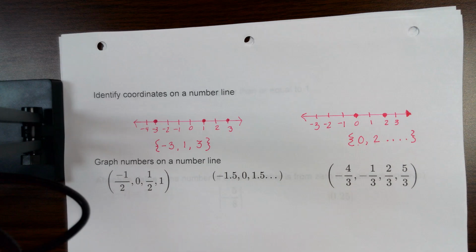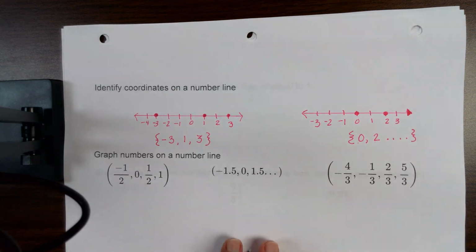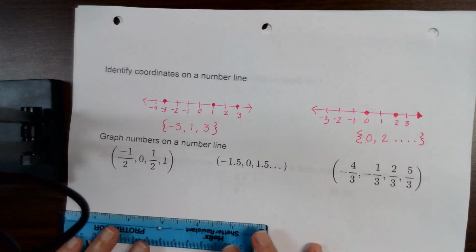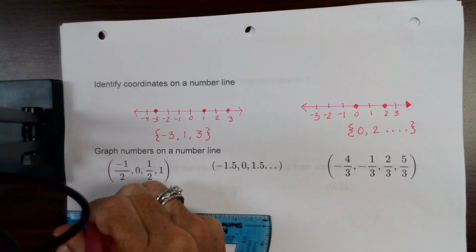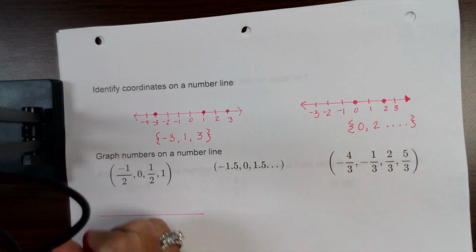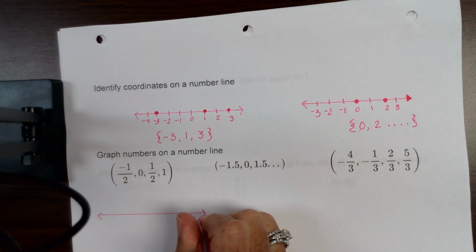So let's say they want me to do just the opposite, and they want me to graph numbers that they've given me on a number line. So if I have numbers that have fractions in them, I'm going to be more specific on a number line.